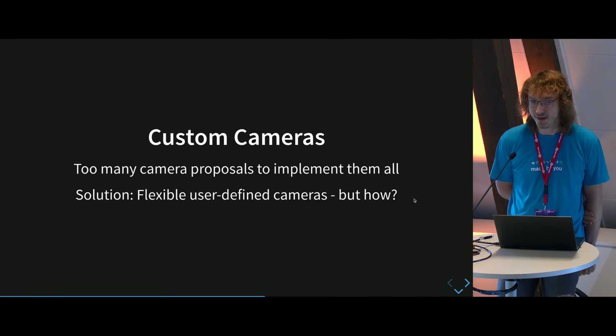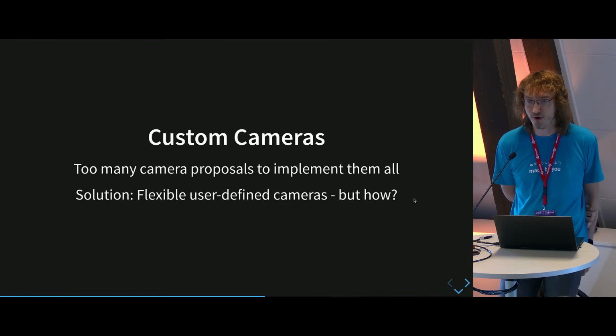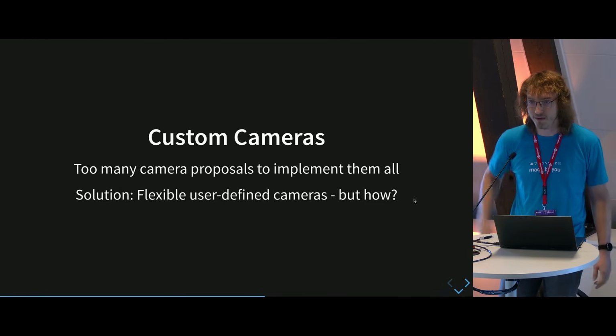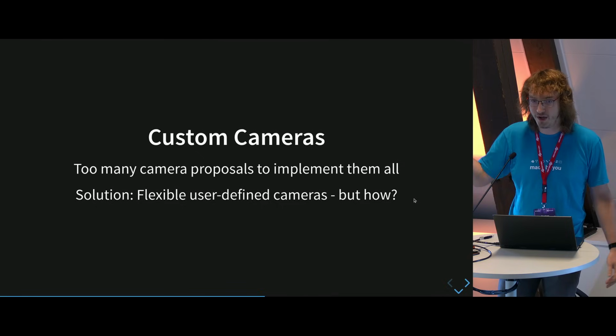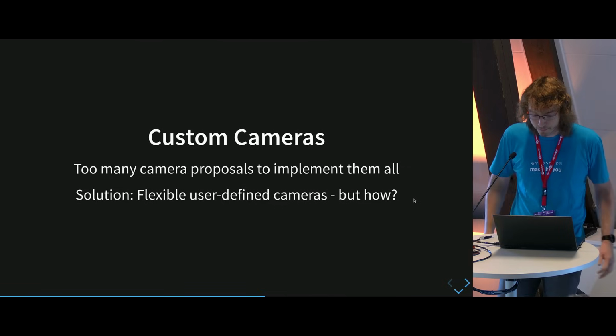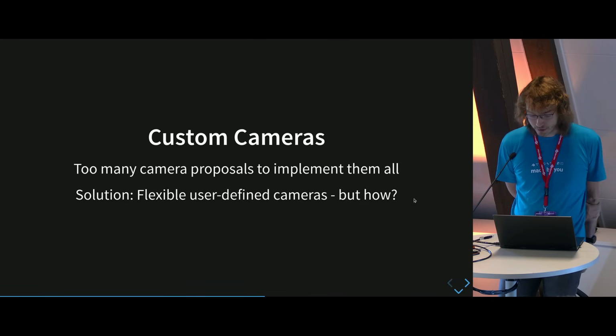And if you think about it, the interface between the camera and the rest of the renderer is really simple. You don't need crazy deep integration like you need with shading models, for example. It's really just a case of camera position in, ray out. That's it. So how can we make this work?